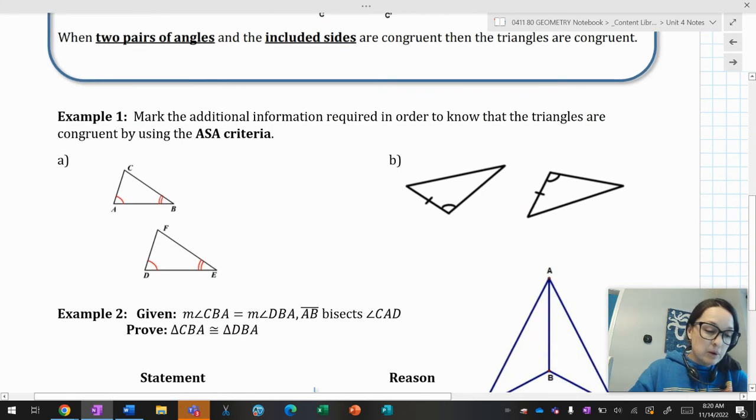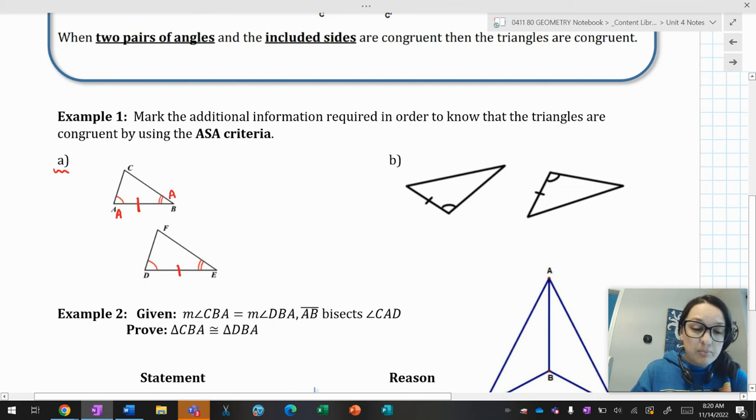So if we come down here and do exactly what we did last week, we say, all right, what does ASA look like? On part A, I have the two angles. There's an angle right there. There's an angle right there. If I want it to be ASA, I have to mark the side right in between the two angles.